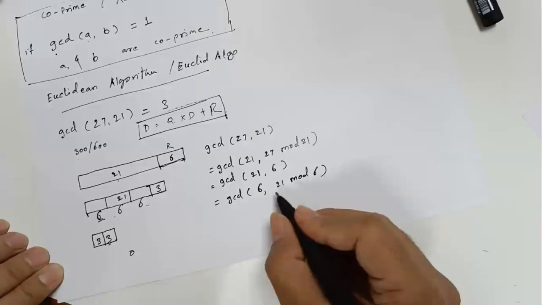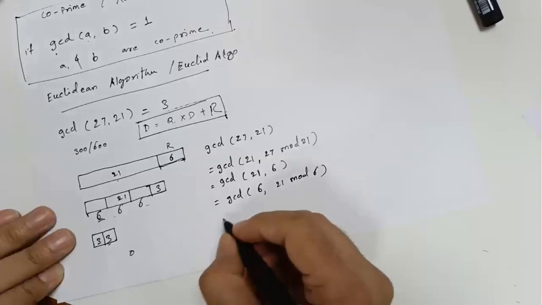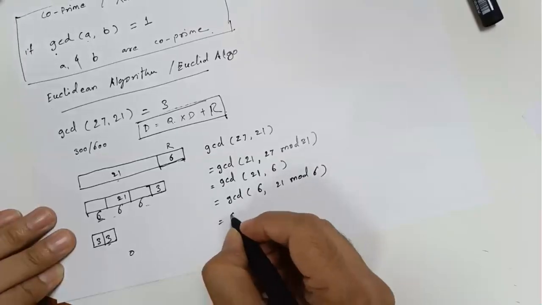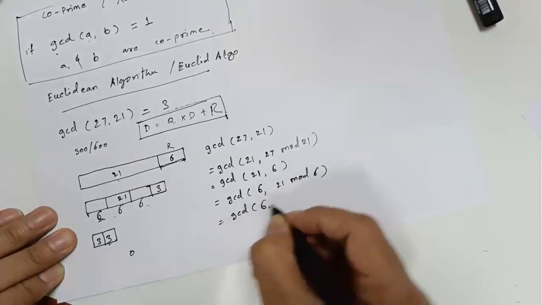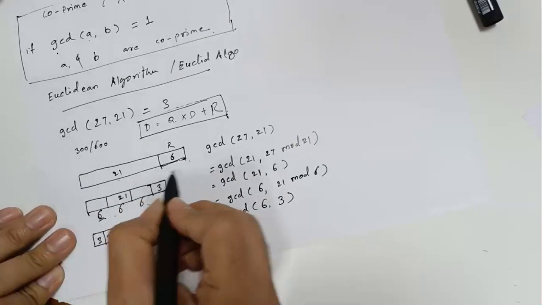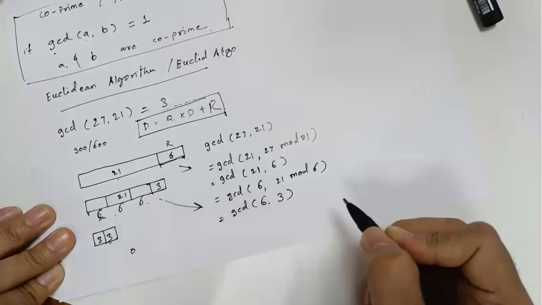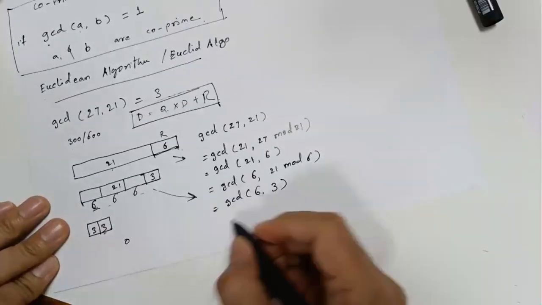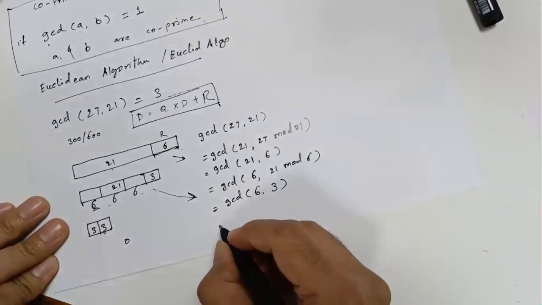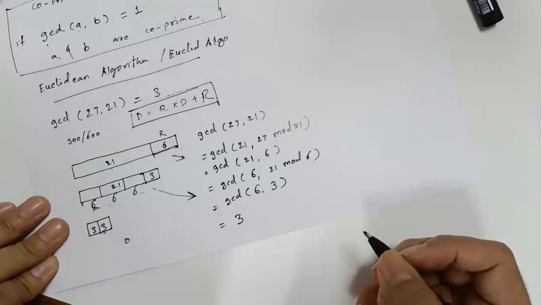Can you give me the answer for 21 mod 6? 3. So it is GCD of 6 and 3. I'm just giving these steps here, right? And GCD of 6 and 3 is 3, as simple as that.